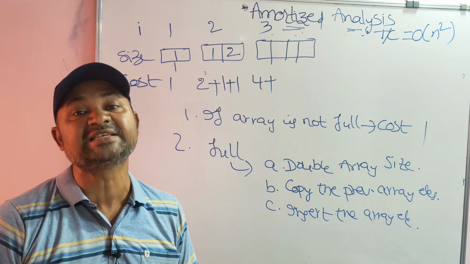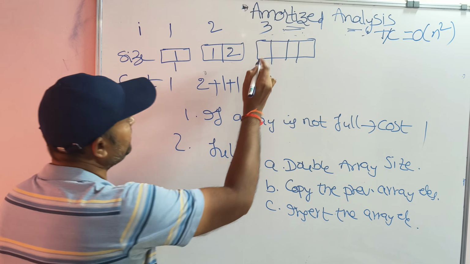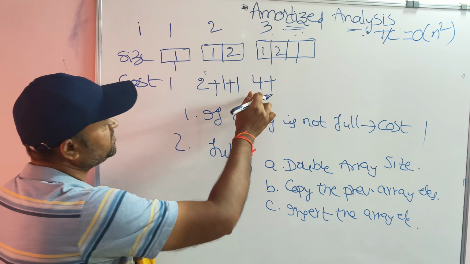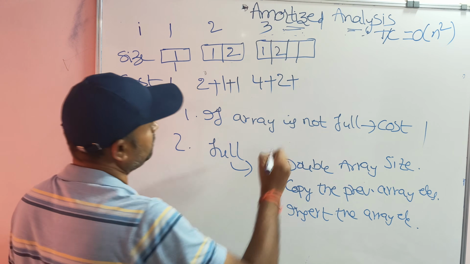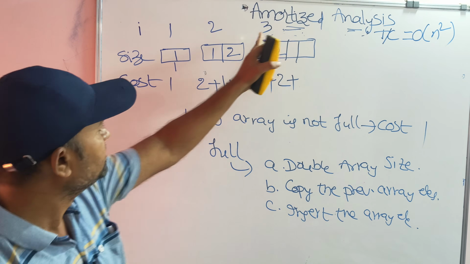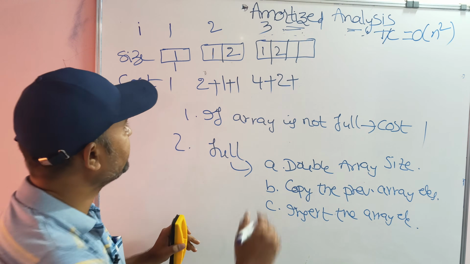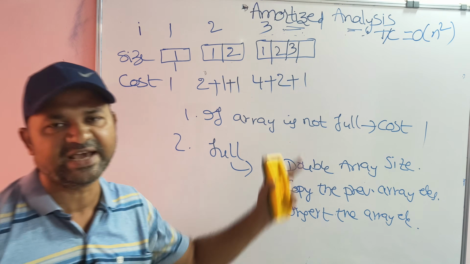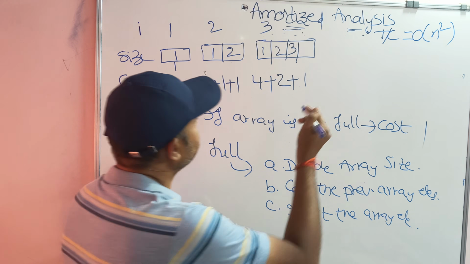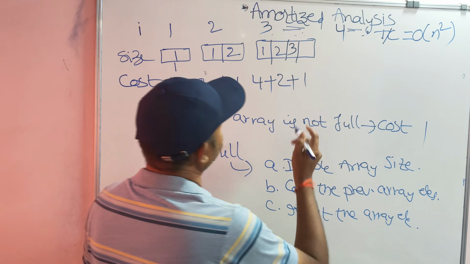Next, copy the previous array elements. Here we have 2 elements. Let us copy those elements. For copying 2 elements, the cost is 2. So 4 plus 2 plus. Next, which element are we inserting? 3. For inserting 3, the cost is 1. We are inserting only one element. Next, let us insert 4.